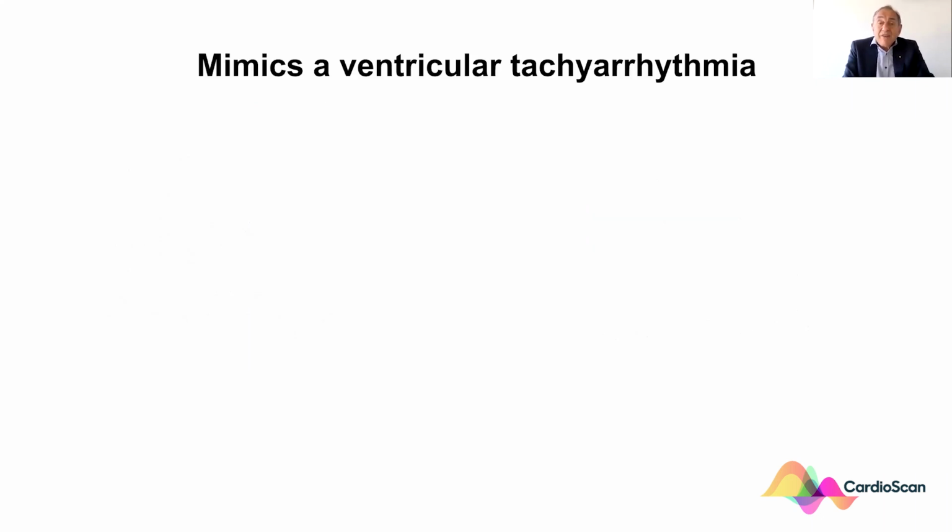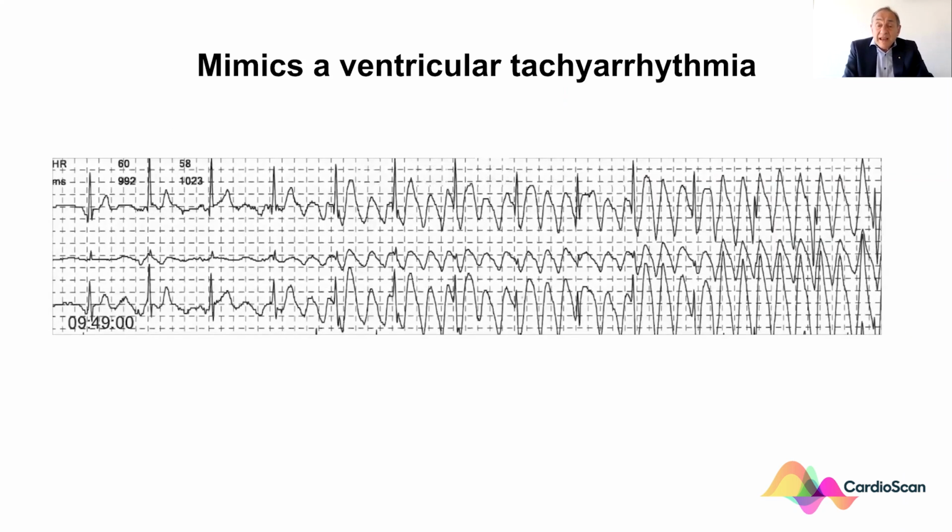What about a ventricular tachyarrhythmia? Well, this is a serious consideration. Here is a tracing that was called ventricular tachycardia. Let us look at it more carefully. On the left, we can see that it is sinus rhythm and the P waves are present. We can see the QRS complexes are regular, and here we have what was called the ventricular tachycardia.